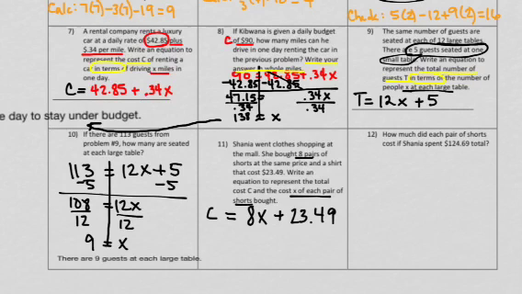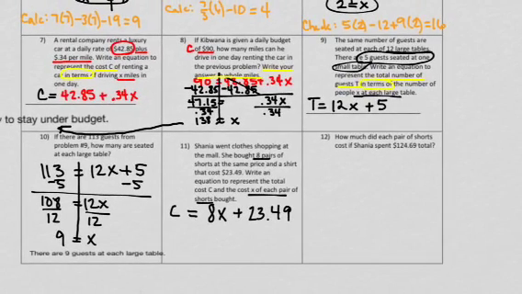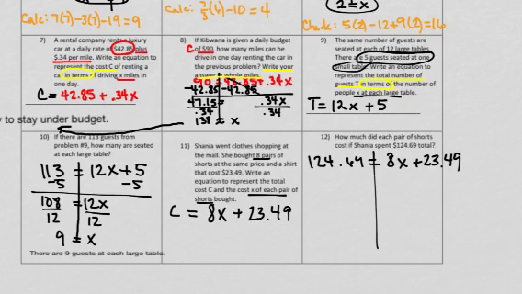And over on number 12, it says that she spent $124.69 total. And we want to know how much each pair of shorts cost. So we're going to plug in $124.69 for the total and set it equal to 8x plus $23.49. And then we're going to solve. I'm going to subtract $23.49 from each side.